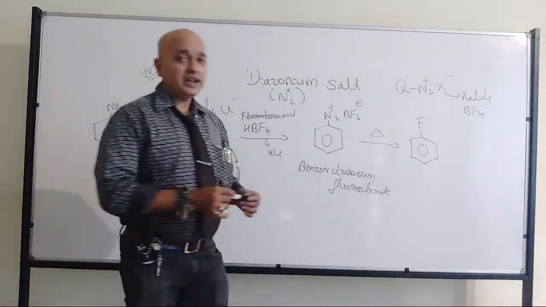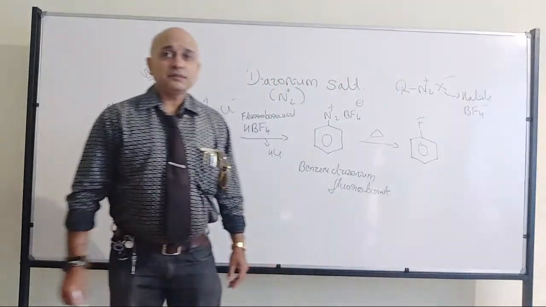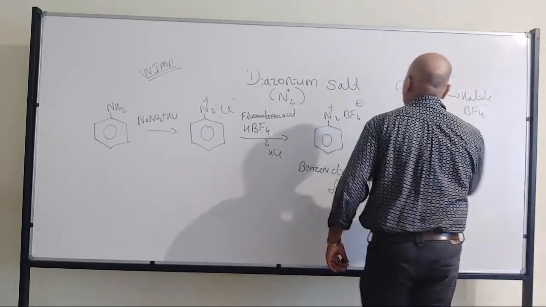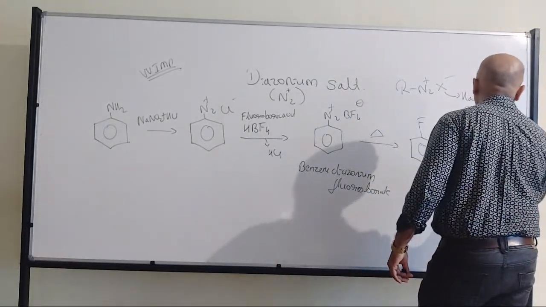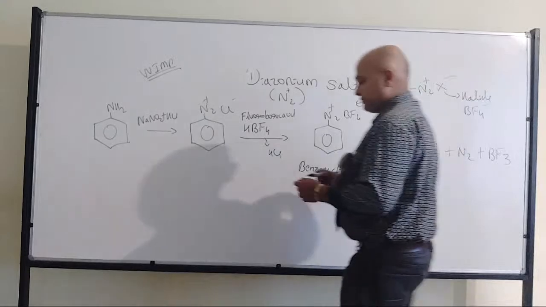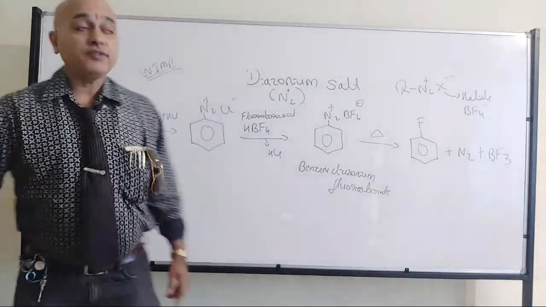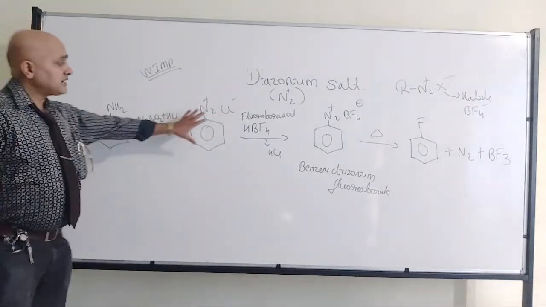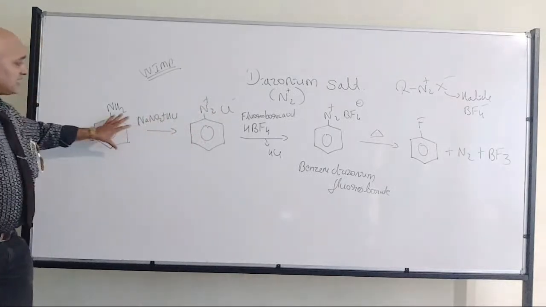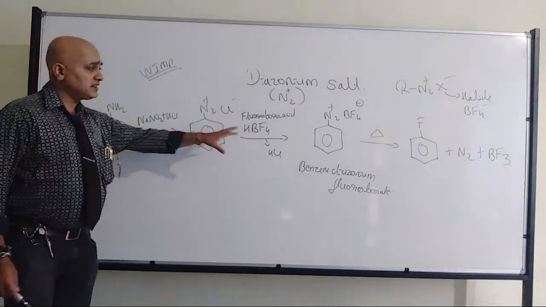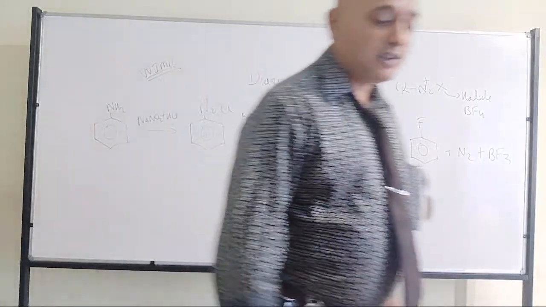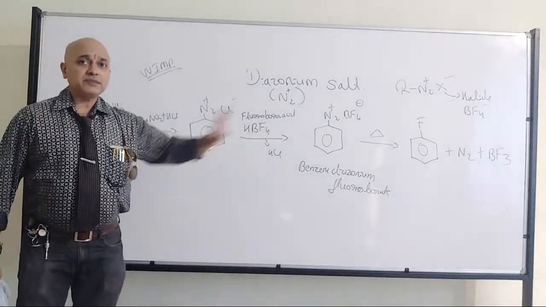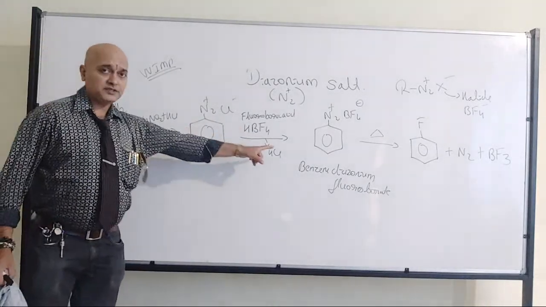What can be the other products? Other products will be nitrogen, and one of the fluorines is attached, so the leftover is boron trifluoride, BF3. Boron trifluoride. So that's where we have the fluorination. Fine. You can skip this step. You can directly write this one where aniline treated with HBF4 can be converted into benzene diazonium chloride, which can be converted. Normally it will be done like this only.